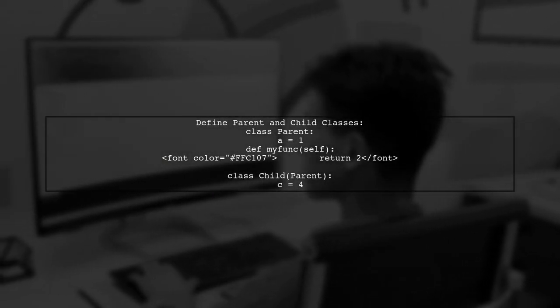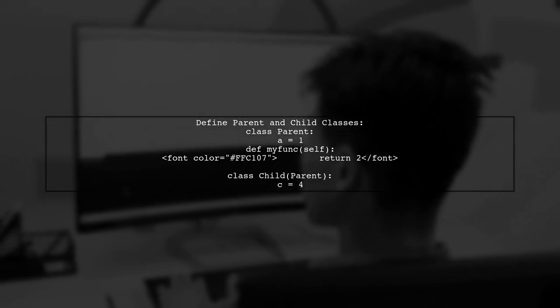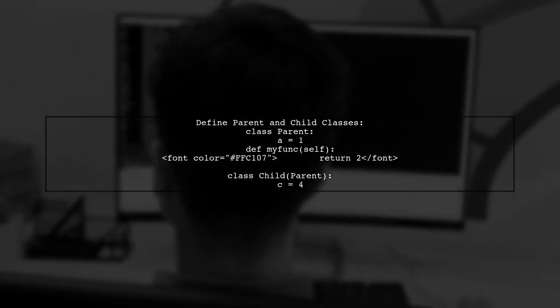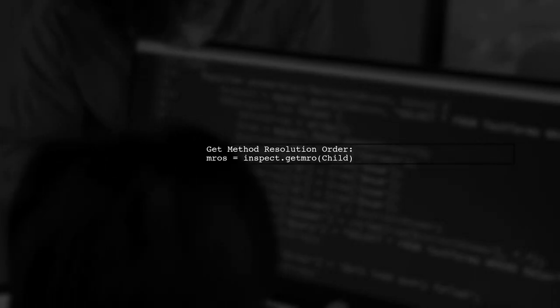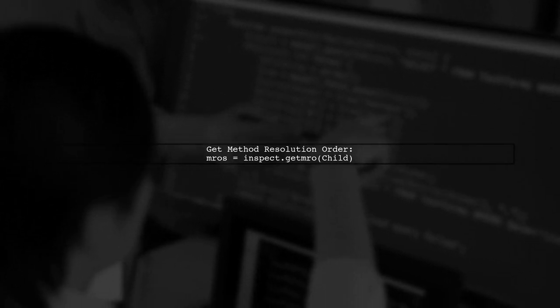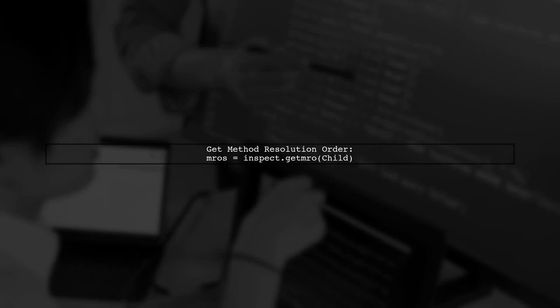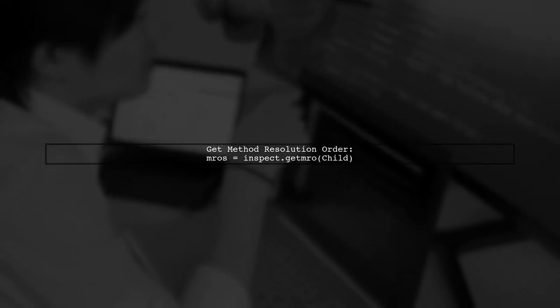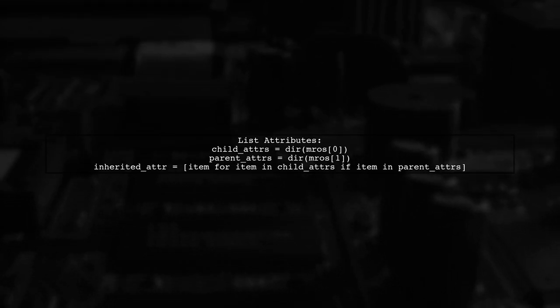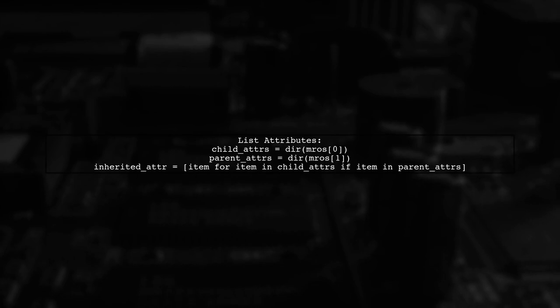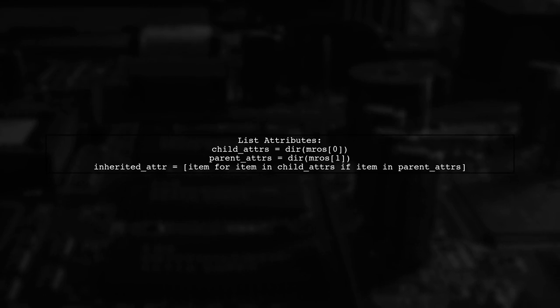To find inherited attributes in a class, you can use the inspect module along with the dir function. First, define your parent and child classes. Next, get the method resolution order using inspect.getmro. This gives you a tuple of the class and its parents. Then, use dir to get the attributes of both the child and parent classes. Compare these lists to find the inherited attributes. Finally, you can print the attributes to see which ones are inherited. This method allows you to explore the hierarchy as needed.